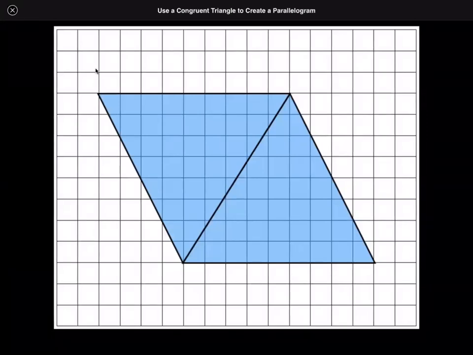It's a parallelogram, Mr. Jensen. Yeah, I've got a parallelogram. When we think about triangles, triangles are essentially half of a rectangle or a parallelogram.